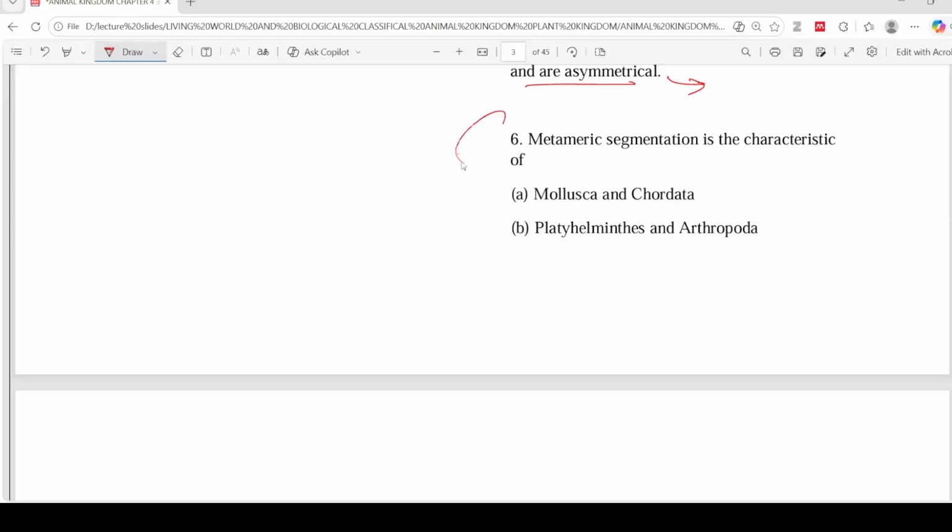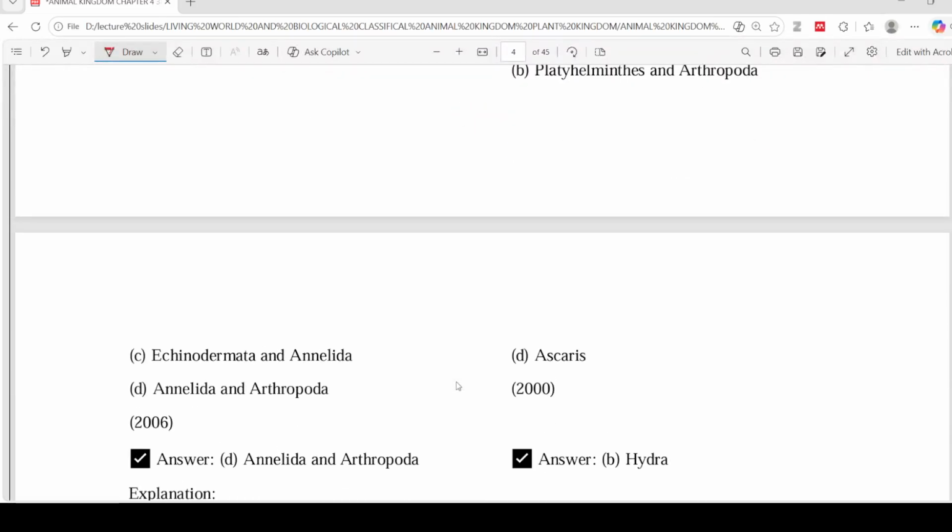Question number 6. Metameric segmentation is characteristic of: option A, Mollusca and Chordata; option B, Platyhelminthes and Arthropoda; option C, Echinodermata and Annelida; and option D, Annelida and Arthropoda. So the correct answer will be Annelida and Arthropoda.